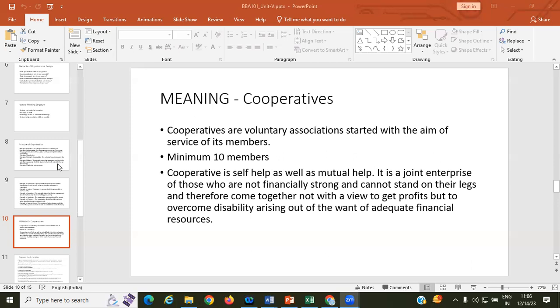Next we'll study the principles and characteristics, and the same thing will repeat. What is voluntary? What is the aim of service? It is service oriented. It is not a profit making organization.